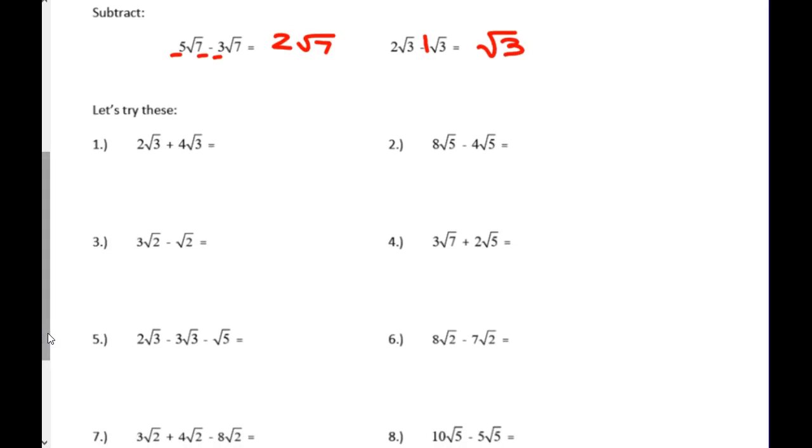All right, real quick, shout it out. Number 1, what is it? 6 square root of 3. Number 2, 4 square root of 5. Very good. Number 3, 1 here, so yeah, 3 minus 1. 2 square root of 2. All right, number 4, as fast as you can.